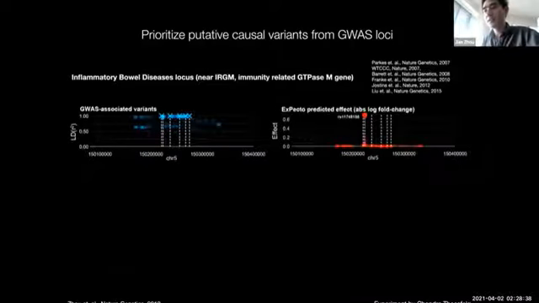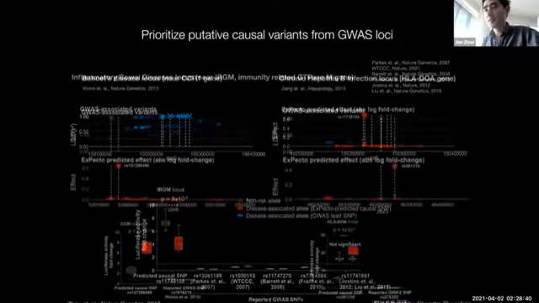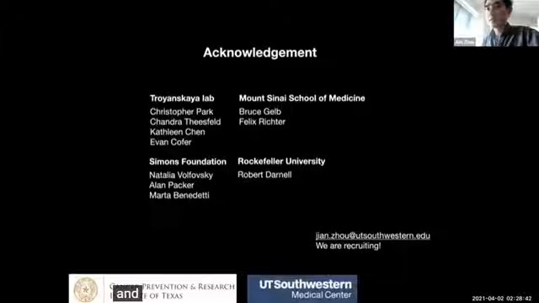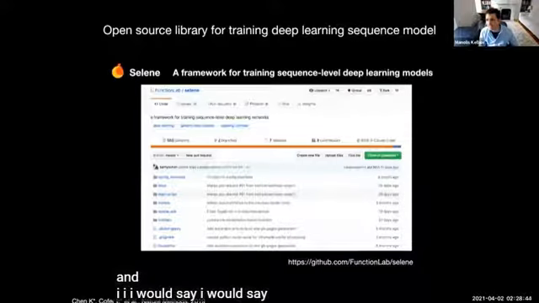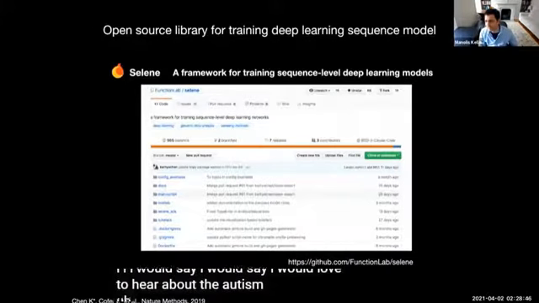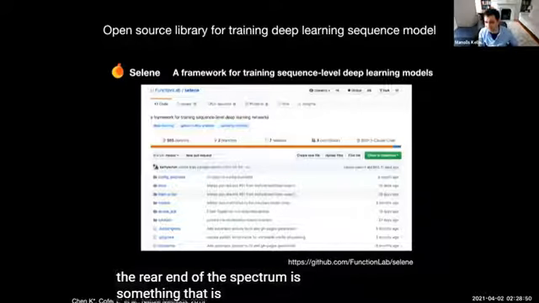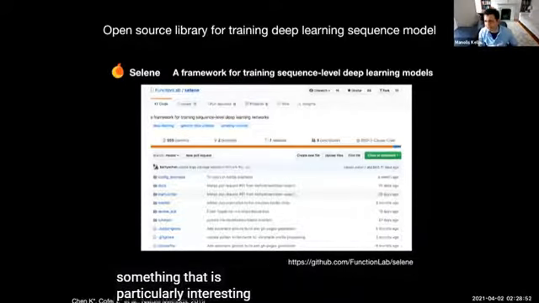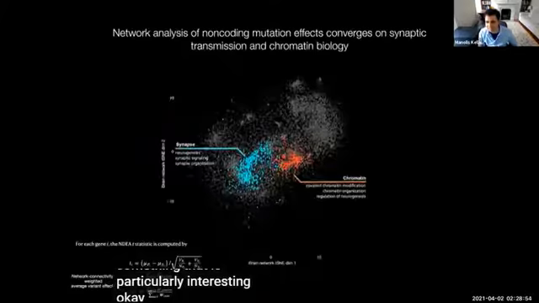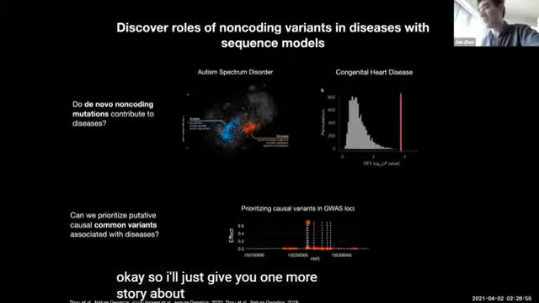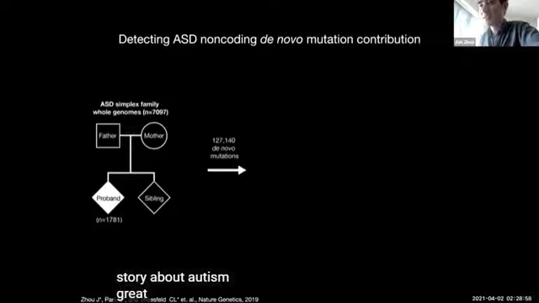And I would say I would love to hear about the autism variants, especially because I think the rare end of the spectrum is something that is particularly interesting. Okay, so I'll just give you one more story about autism. Great. Right?